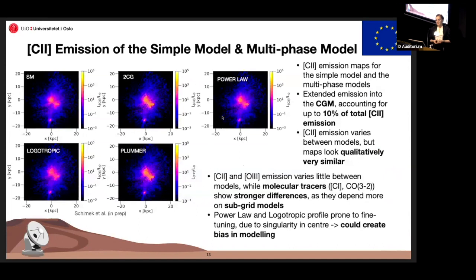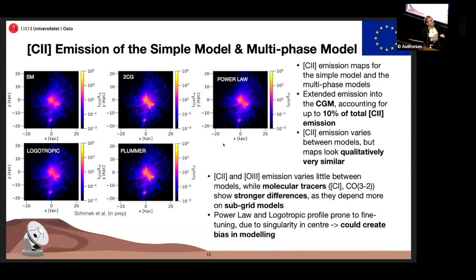I said I model a few different lines, and this is one of the most prominent lines in the sub-millimeter and far infrared. You can see the maps for all the different models in C2, and you can see immediately we have quite extended emission, out to the virial radius. So it's not only in the main disk and the merger, it's also in the CGM, which is really nice. Depending on the model, we get up to 10% of the total emission coming just from the CGM component.